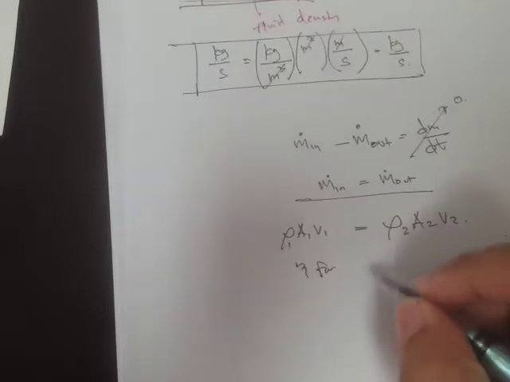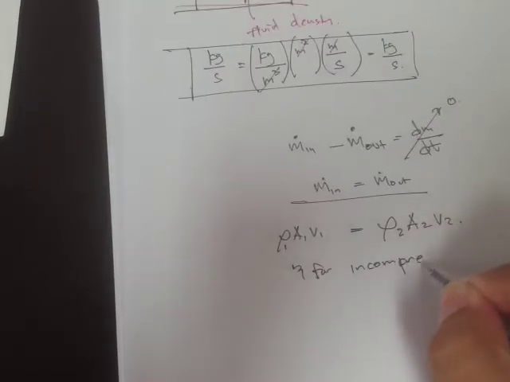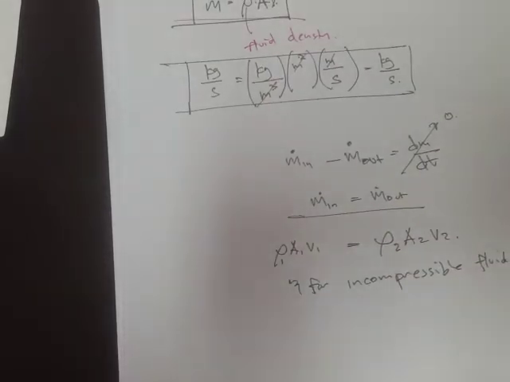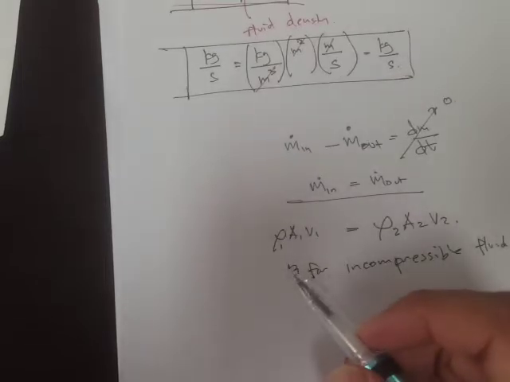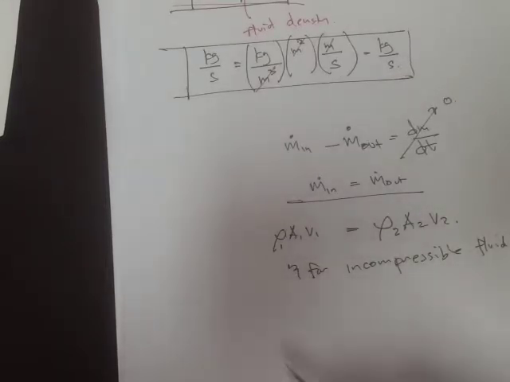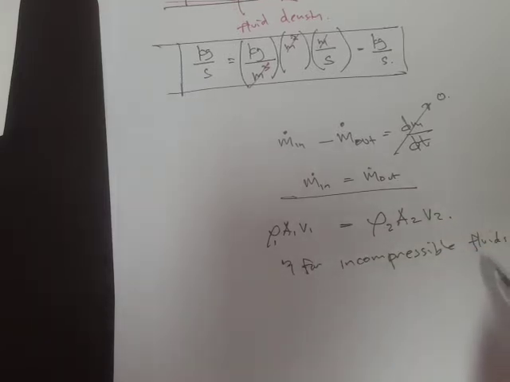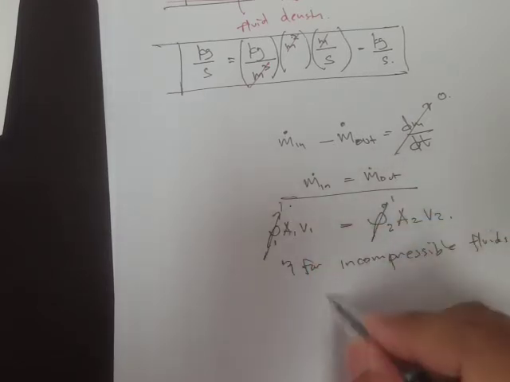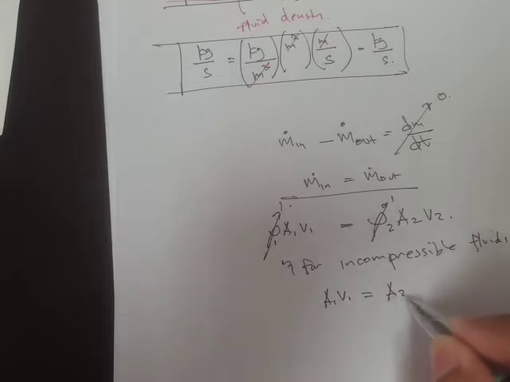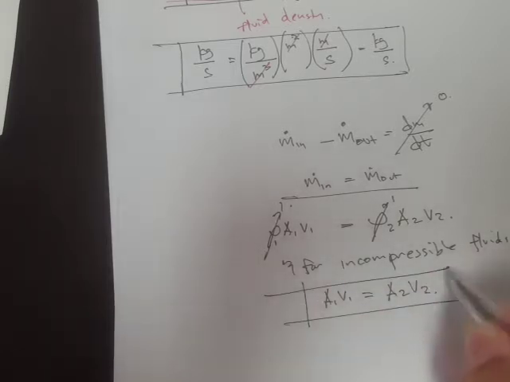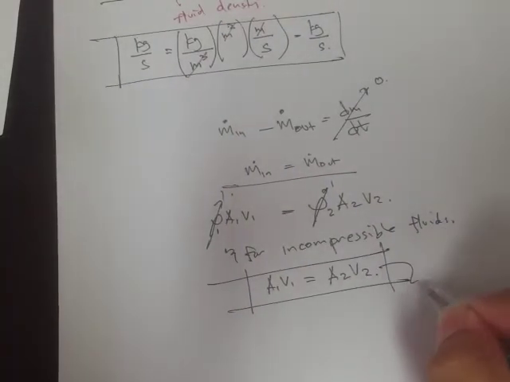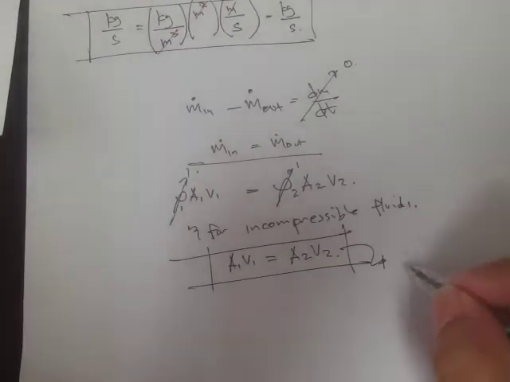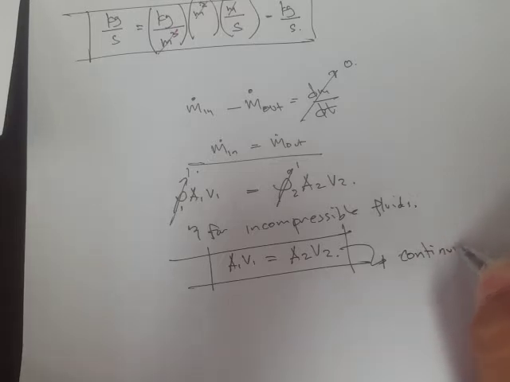And for incompressible fluids, that means that the density doesn't change, because there are also flows wherein density changes. So if our case is that we have an incompressible fluid, or the density is constant, then the density ratio will be equal to 1, and therefore A1 V1 is equal to A2 V2. And this expression is what is known as the continuity equation.